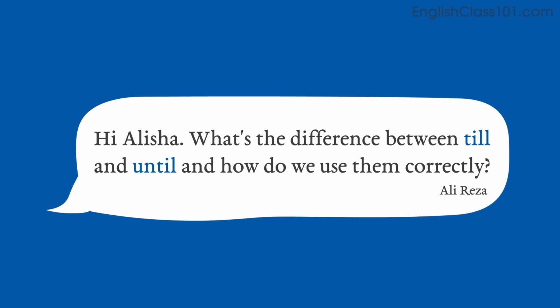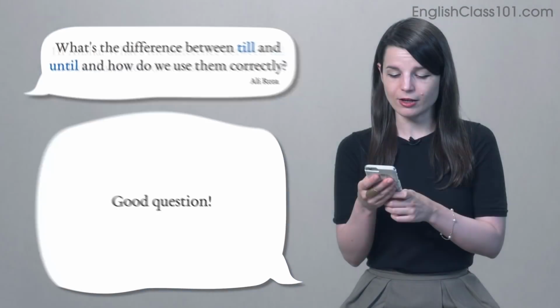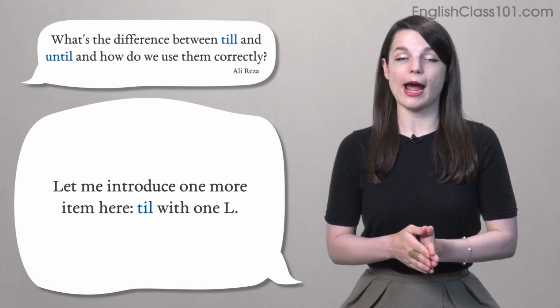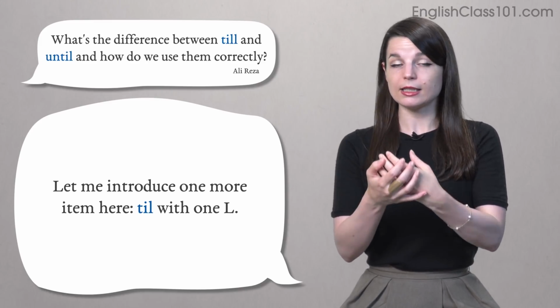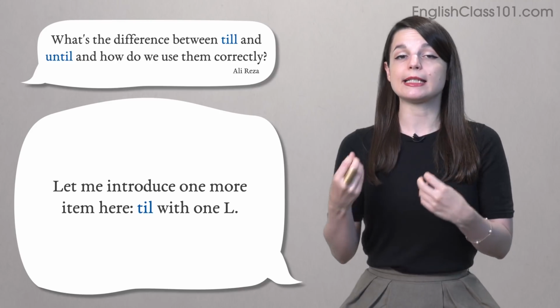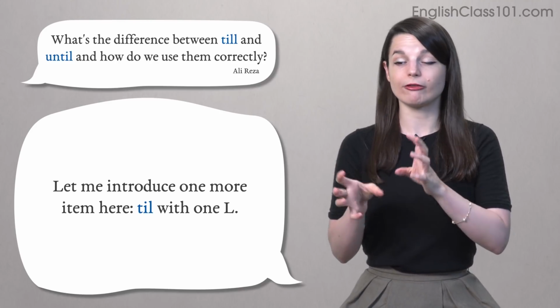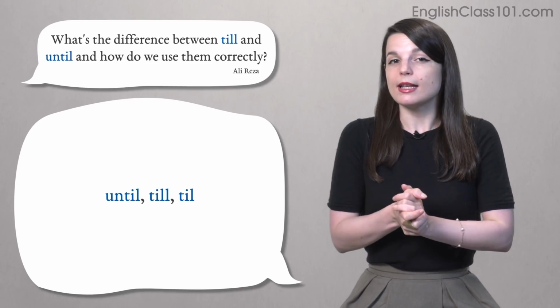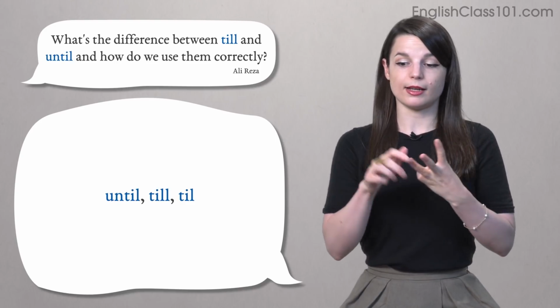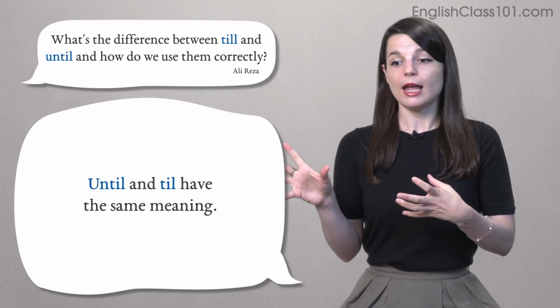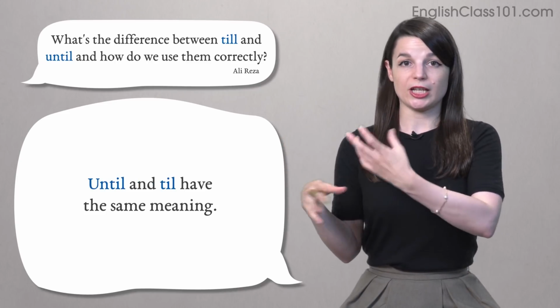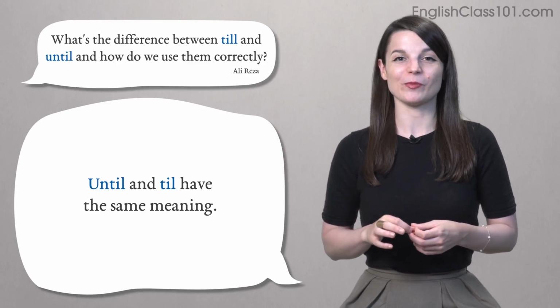Hello, Ali. Ali says, hi, Alisha. What's the difference between till and until, and how do we use them correctly? Okay, good question. Let me introduce one more item here. So your original question included until and till, T-I-L-L. I want to introduce T-I-L. There are these three different spellings. So you will see native speakers use all three of these, until, till with two L's, and till with one L. So until and till can be used interchangeably. Until and till with one L, I should specify here.